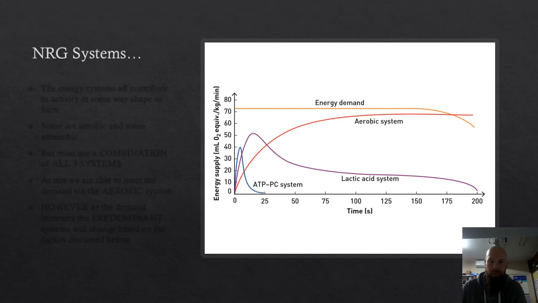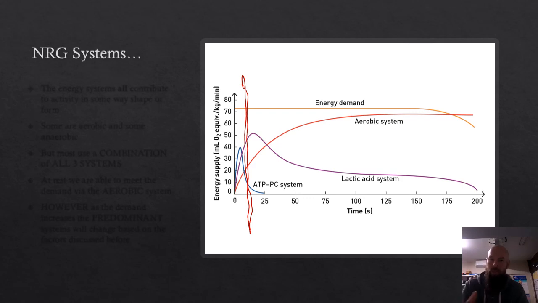So if we look at our little graph there, you can see that initially at the start, and even throughout, there is still some contribution by all of the energy systems. If we look at the start here, if we draw a line there, you can see that whilst the ATP is diminishing, it is still supplying some, and it might only be a tiny, tiny little bit, but it is still supplying some energy.